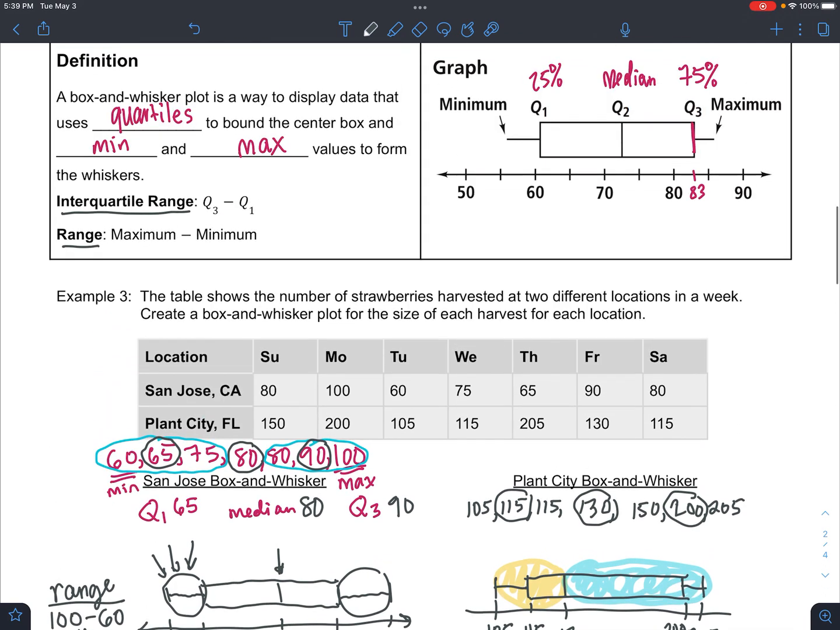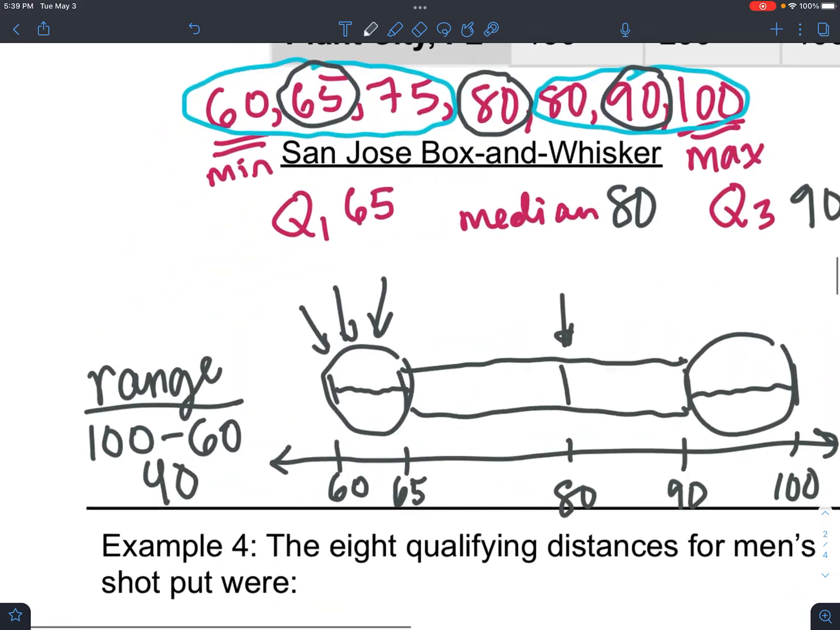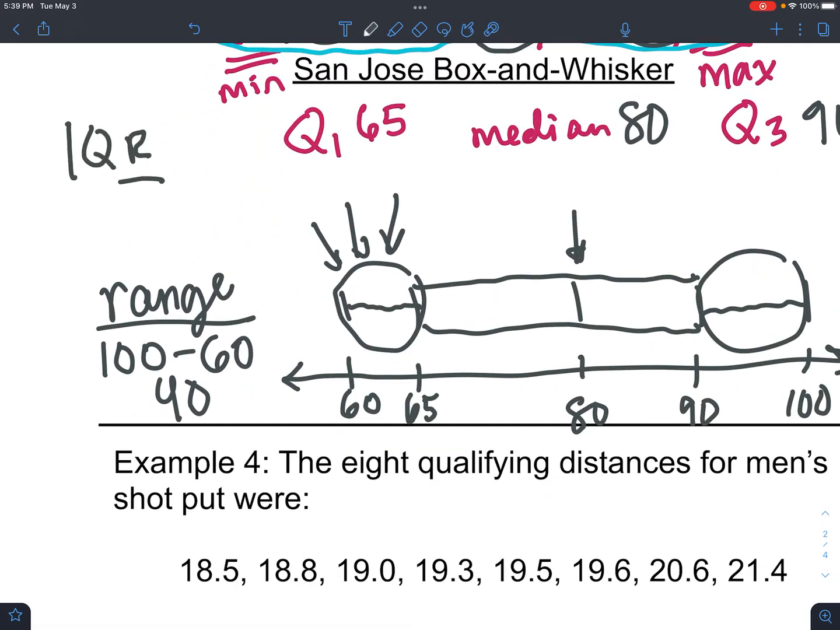Interquartile range, IQR, that's the length of the box, right? So IQR would be, because this is a quartile, this is a quartile, the interquartile range is defined as the length between those two. So it'd be 90 minus 65, which is 25. Interquartile range is used to see the range of your middle data points, right? Your middle 50%. Also, it's the same as the measurement for range. It's measuring the same thing.